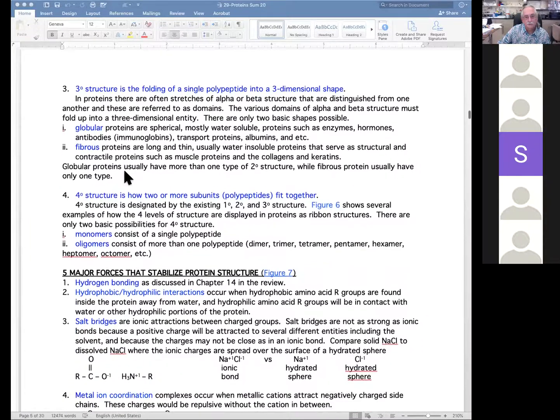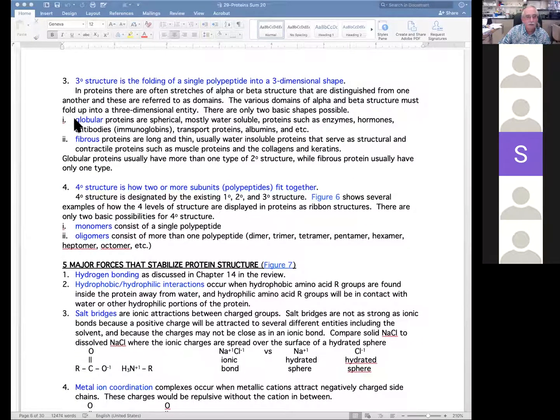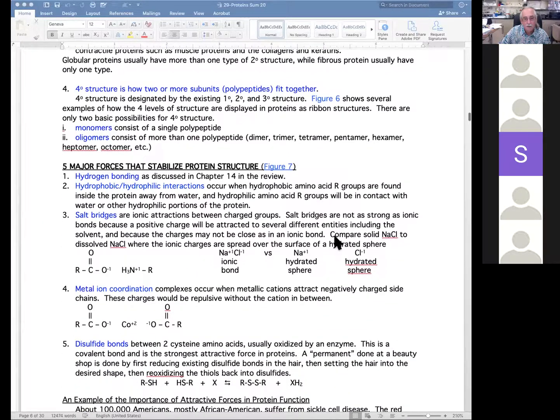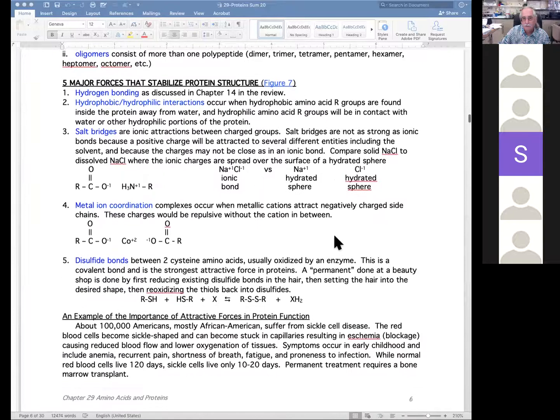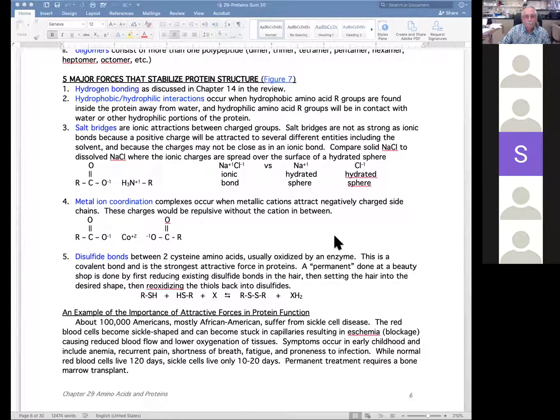And tertiary structure is simply globular or fibrous. Quaternary structure is simply, is it a monomer or is it not a monomer? An oligomer could be a dimer, trimer, tetramer, whatever. So you're just going to stop me when you have questions, right? And then you should be familiar with the 5 major forces that stabilize protein structure. And I think we did a good job with that.